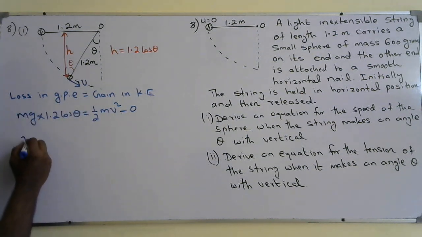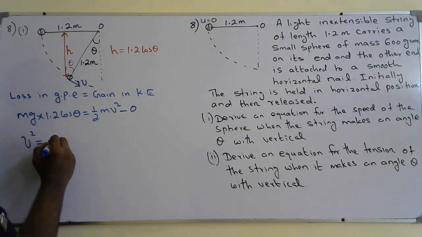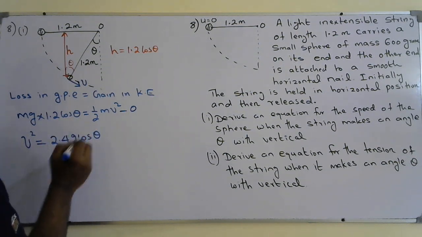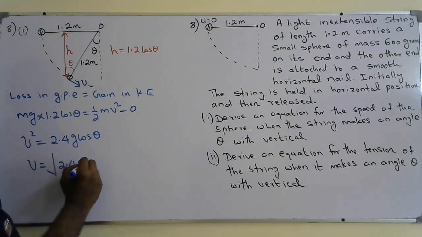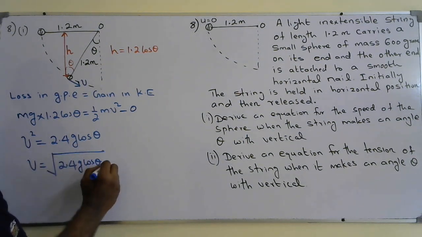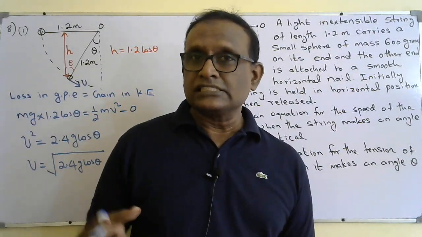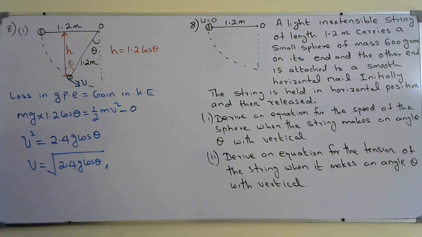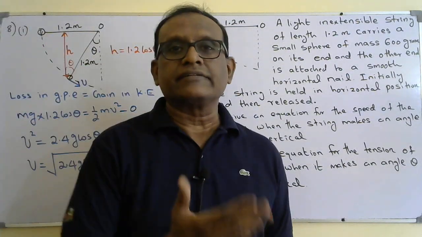So v squared, cross multiplying, is 2 into 1.2, which is 2.4 g cos theta. So v is the square root of 2.4 g cos theta. You can see that when theta changes, the speed changes. When it goes down, theta will decrease, cos value will increase, so speed will increase because it is moving under gravity.